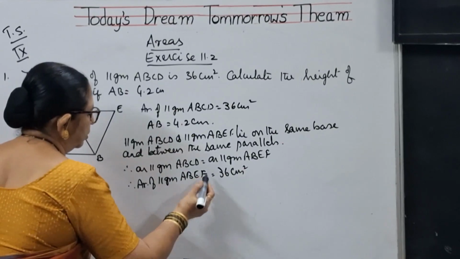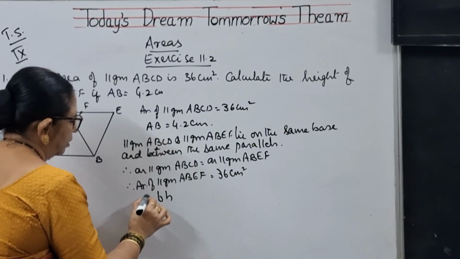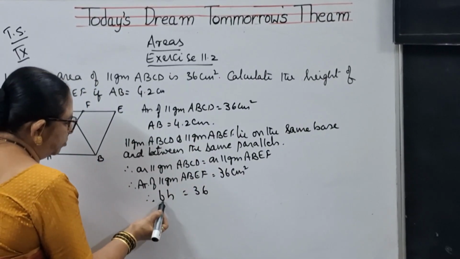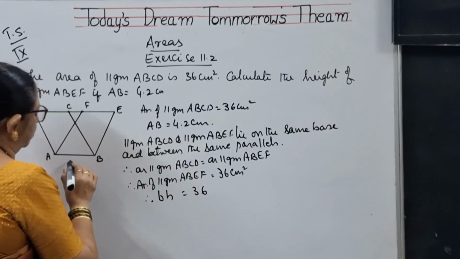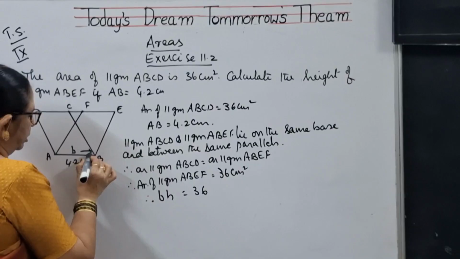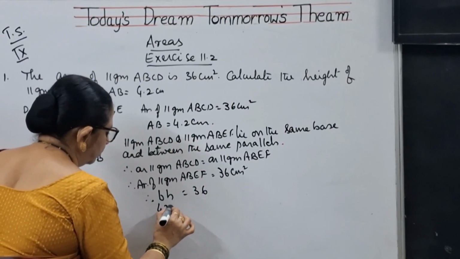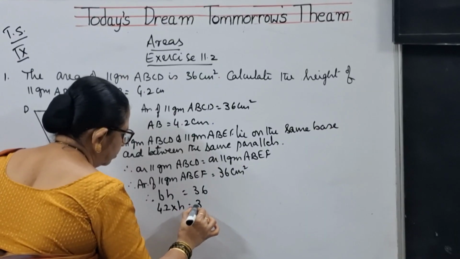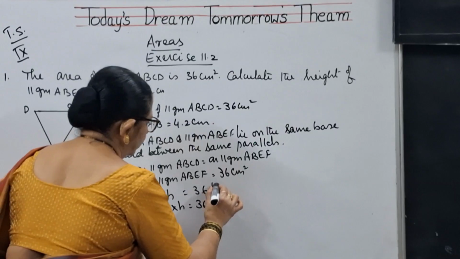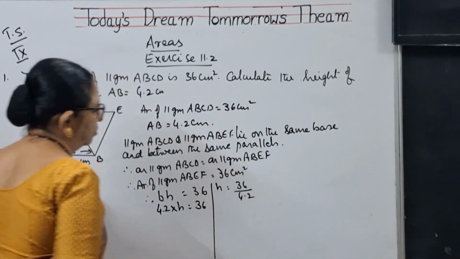And what is the formula for area of parallelogram? It is nothing but base into h. Therefore, base into h is equal to 36. What is base? Base is nothing but AB. This is 4.2 centimeters. So, base is AB, that is 4.2 into h is equal to 36. So, what is h children? h is equal to 36 by 4.2.